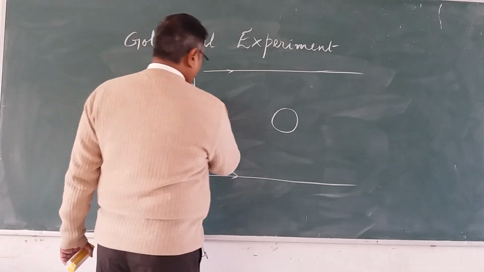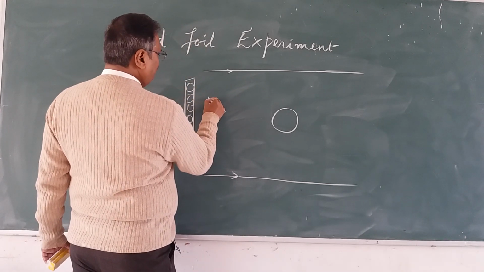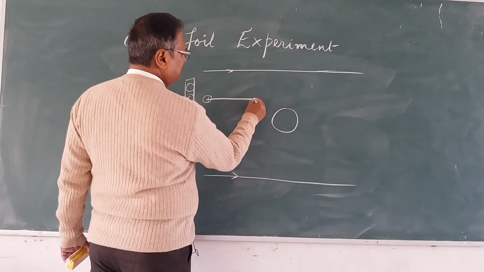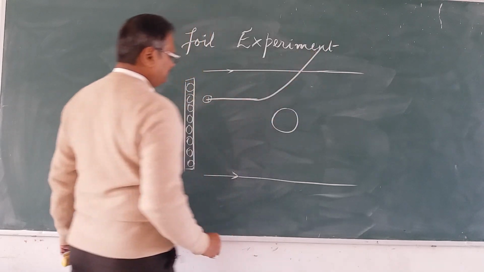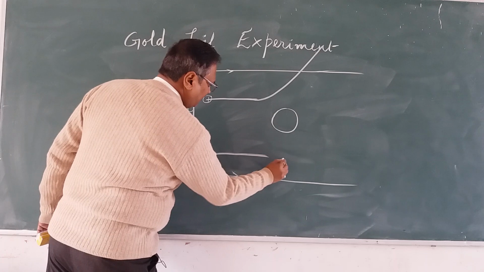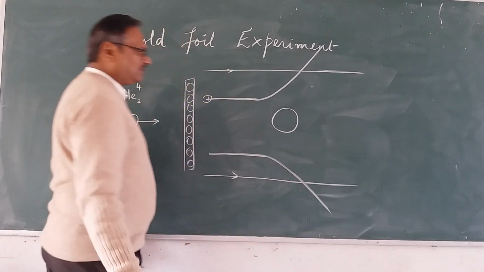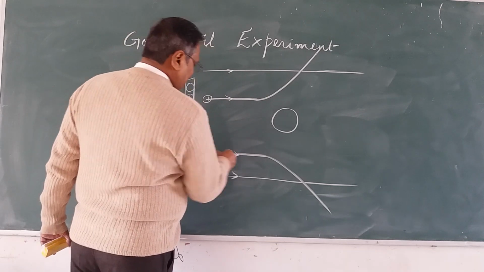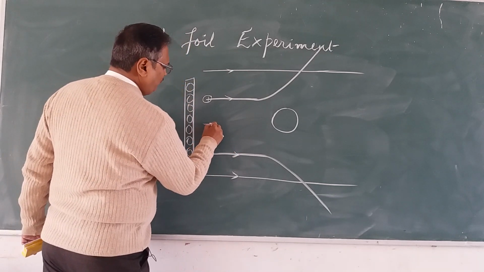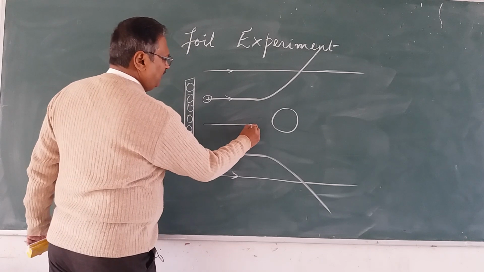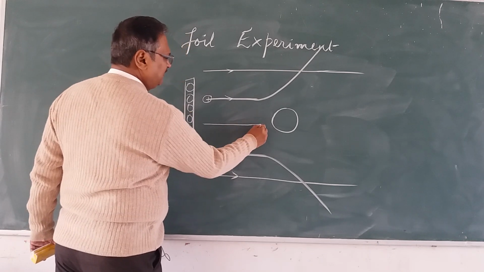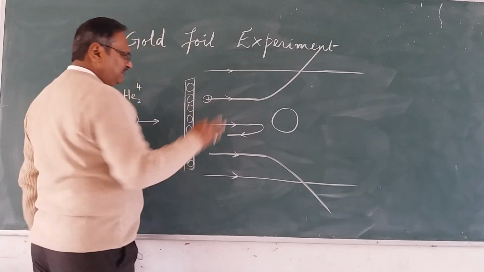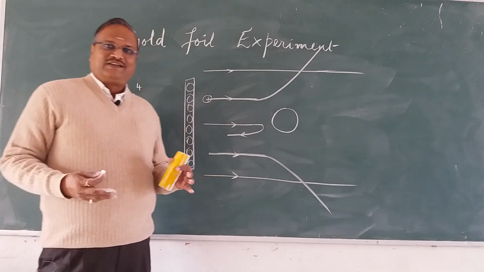Then some of them, the alpha particle is positively charged, keep that in mind, came close to the nucleus and they deflected. And some of the alpha particles went head on, close to the nucleus, but retraced the path. They again retraced the path.